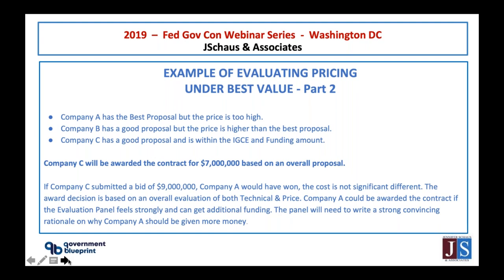So let's say company C submitted a bid of $9 million, then company A would have won the contract because the cost difference is not significant. I would say anything under 20%, or 10 to 20%, is what the government, there's no rule of thumb, by the way, but anything under 20%, the government can justify why they're going to award to a higher bidder if they can justify the technical evaluation criteria. Next slide.